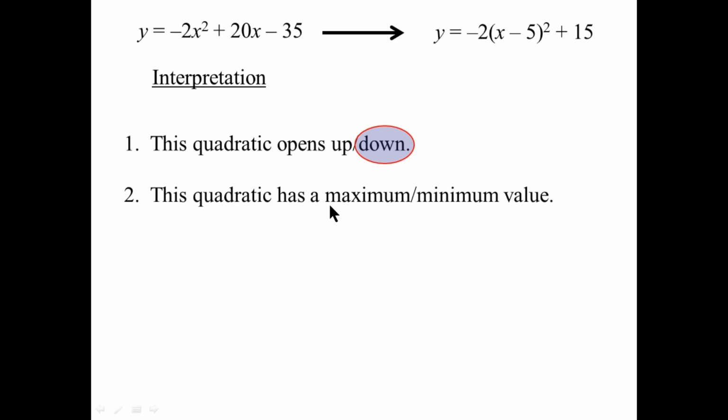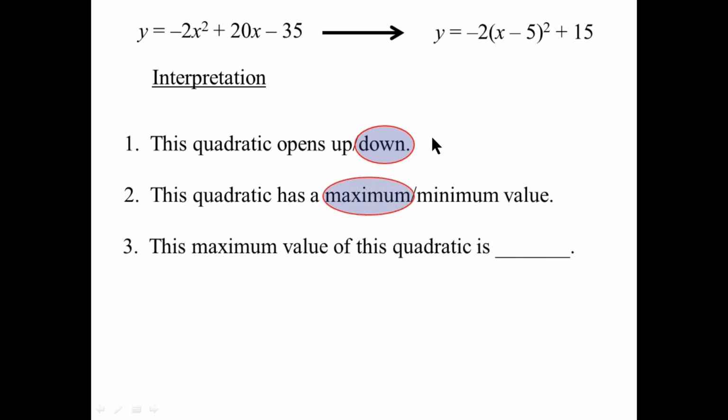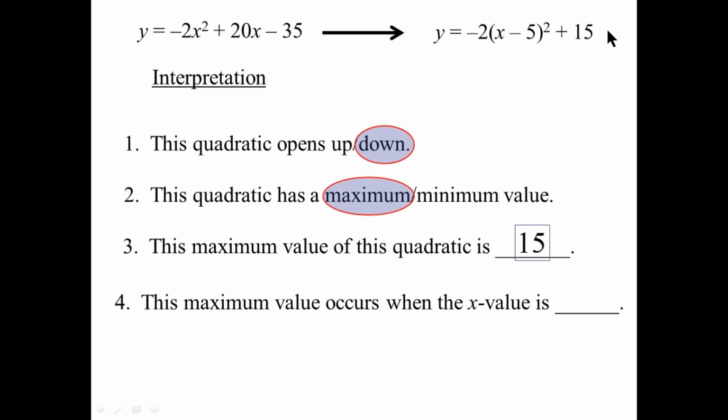A quadratic that opens down has, is it a maximum or minimum? If it opens down, it has a high point called a maximum. This maximum value is y at the vertex. Well, we know the vertex is 5, 15, so the maximum value is the 15. And this maximum value occurs when the x value is x at the vertex. And we know this is where we change the sign, so when the x value is 5.